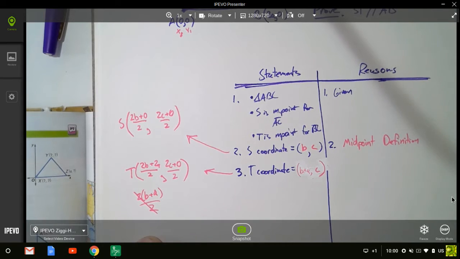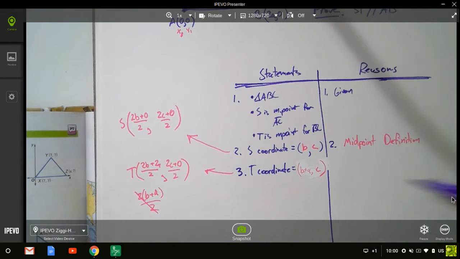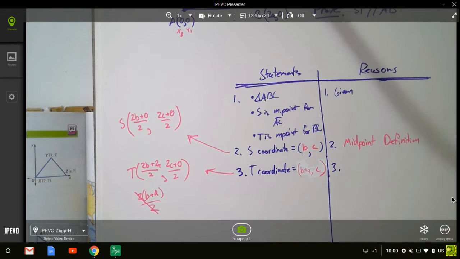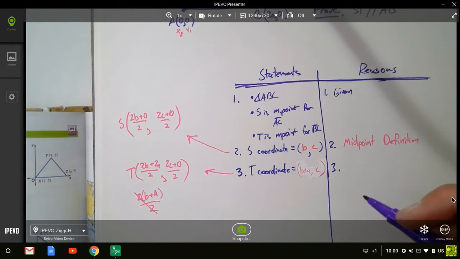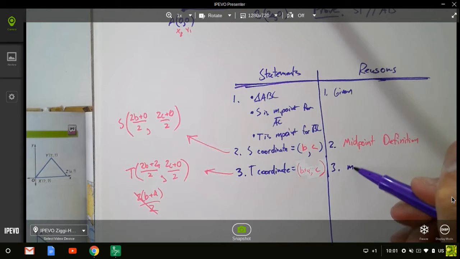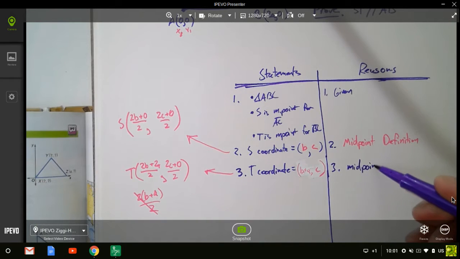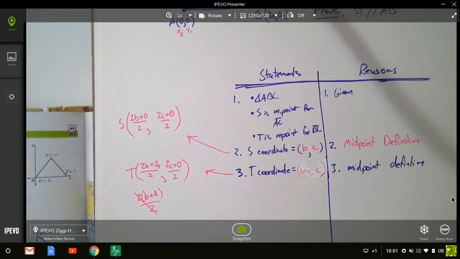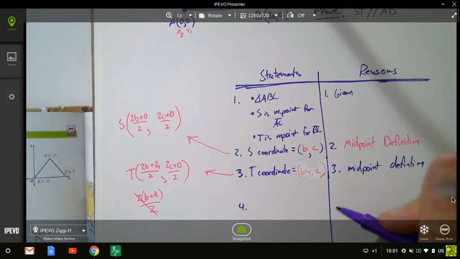You might be telling yourself or telling me secretly in your head, this makes no sense. I don't get it. This is not as clean as I thought it would be. Step 3 is another midpoint definition. But step 4, I think, is where it all kind of comes together.